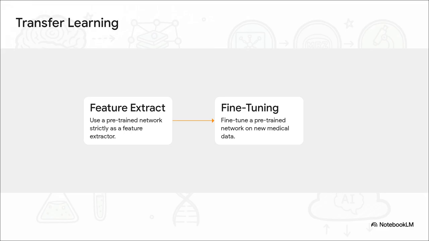Basically, you take a network that has already learned how to see by looking at millions of everyday photos. Then you either use it strictly as a feature extractor, plugging its outputs into a traditional classifier, or you fine-tune its deeper layers specifically on your new medical data. It's actually incredible when you think about it. An AI originally trained to recognize everyday objects like cars and cats can be fine-tuned to spot tumors with near-human expert accuracy.